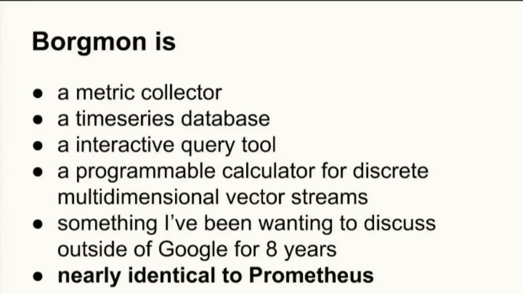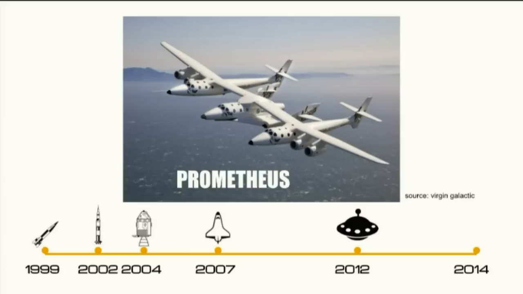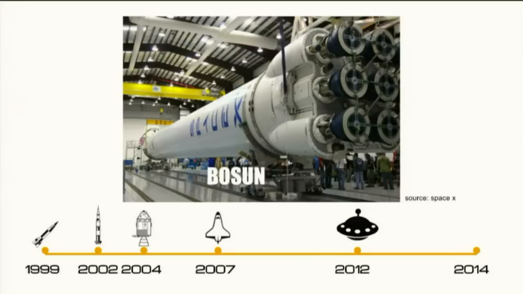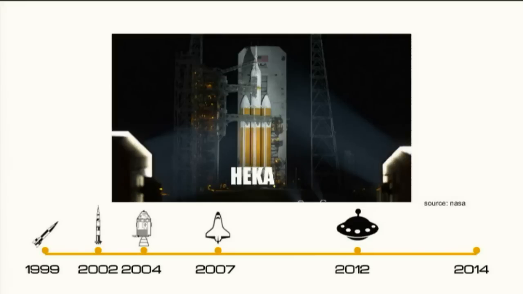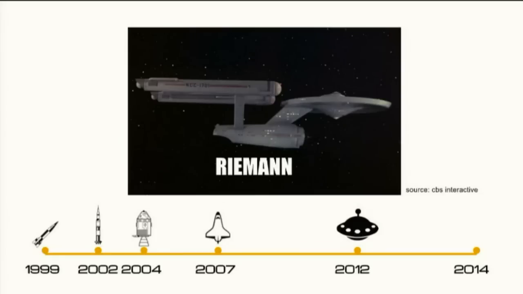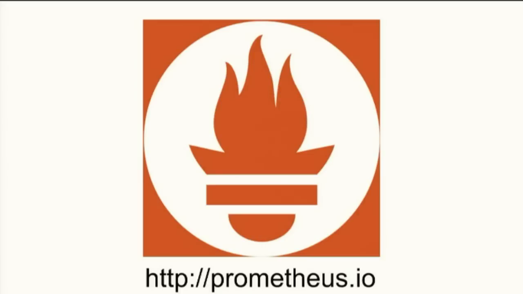It's all of these things. And I'm not going to show you about Borgmon itself because it's not open source. I'm going to show you about Prometheus. So now is a very exciting time because there's a renaissance, I suppose, in open source monitoring tools. In the last couple of years, we've seen Prometheus, Bosun, the Mozilla project has created Heka, and there's the Clojure-based Riemann. These are all now stream-based processes that are programmable that you can use to build your monitoring systems.